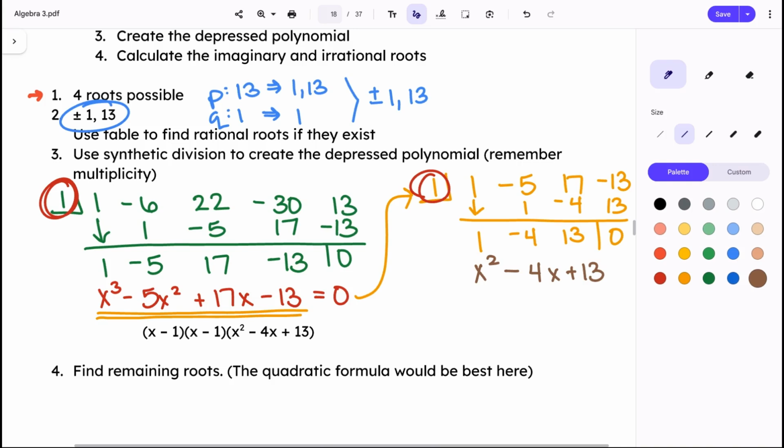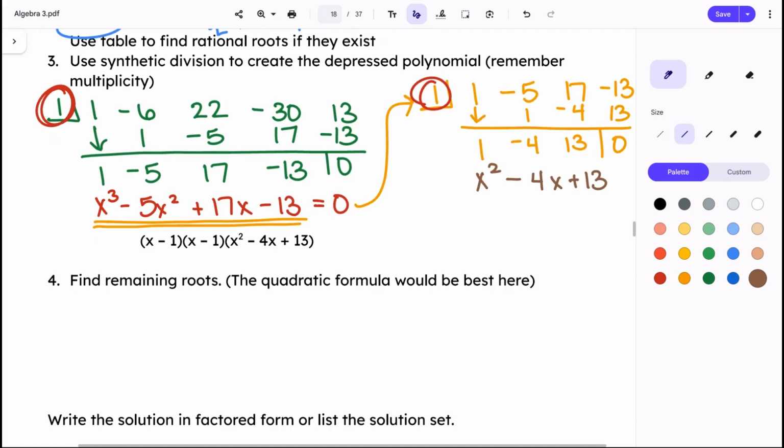Can we factor that? Can you think of two numbers that multiply to 13 and add to -4? No. So what do we have to use if we can't factor? Quadratic formula. Okay, so that's down here on number 4, where it says find the remaining roots. It says the quadratic formula would be best here. So I'm going to take this, and we're going to use the quadratic formula on it.